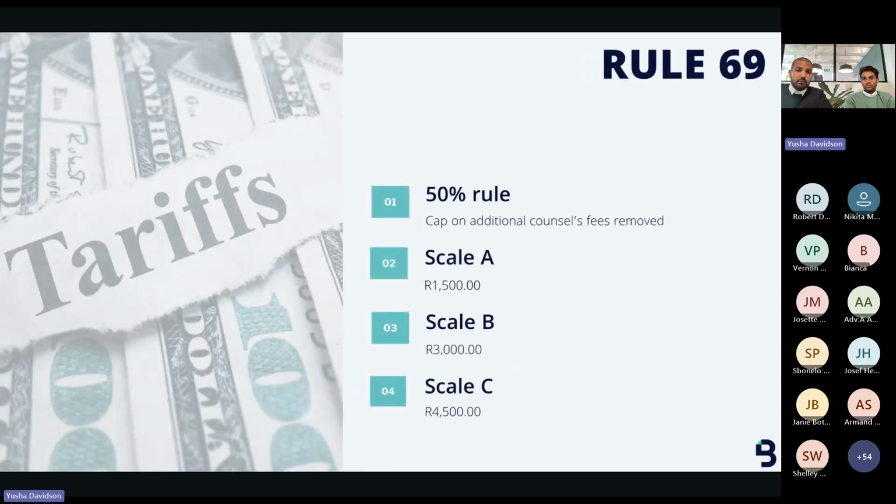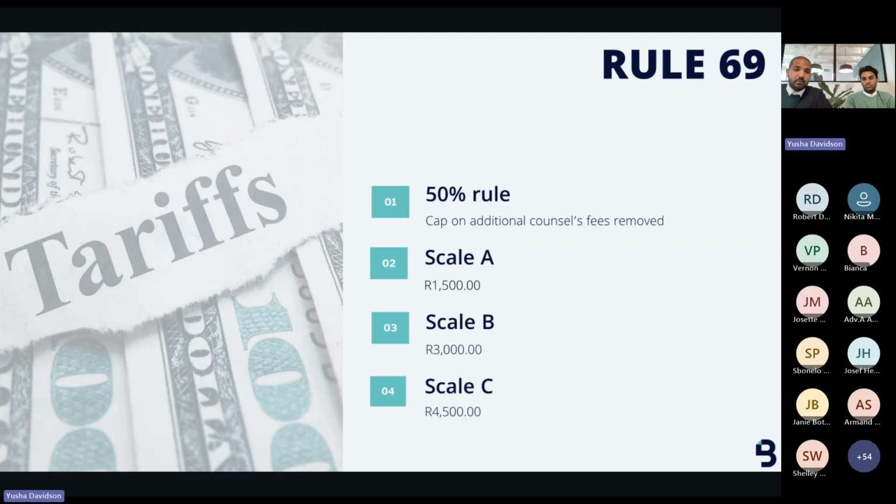So if we look firstly at Rule 69, and this is applicable to party and party matters, like we said, the 50% cap on the additional counsel's fee is going to be removed, and we're going to see an implementation of the three scales. Scale A being up to 1,500 Rand being allowed for your counsel, scale B 3,000 Rand, and scale C 4,500 Rand being the maximum allowable hourly rate for your counsel to recover fees on.